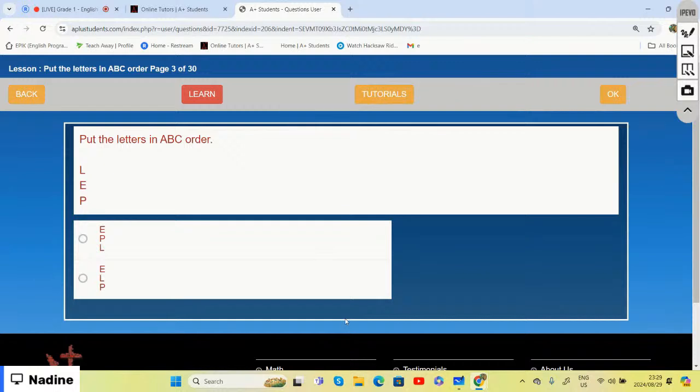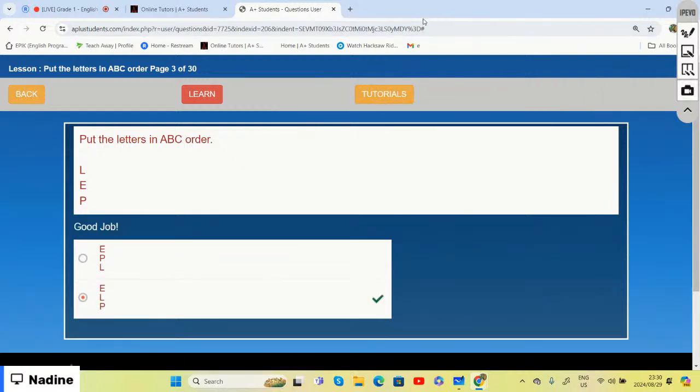All right, and if we were to put that in order, then we will say first it's E, then it is L. If we put this in order, we will go with option two, which is first letter E, then letter L, and then we put the P. So option two is correct.